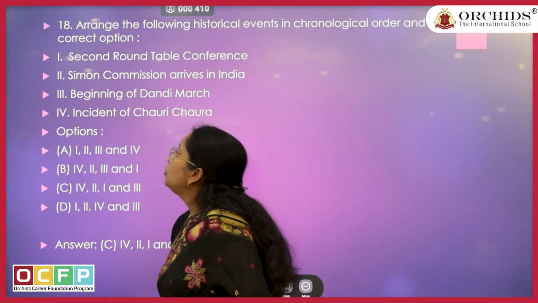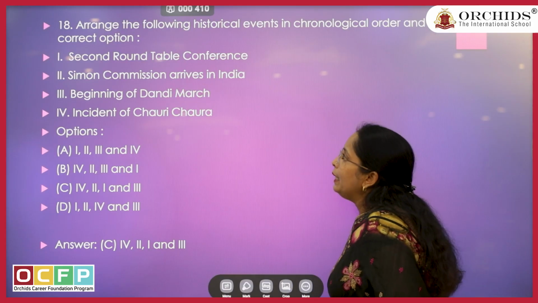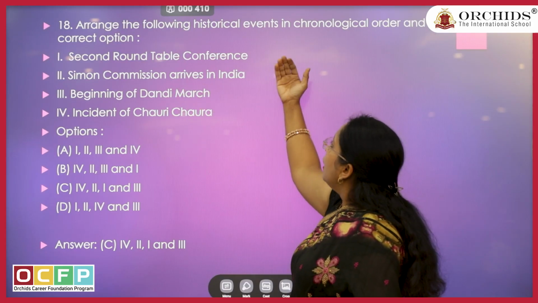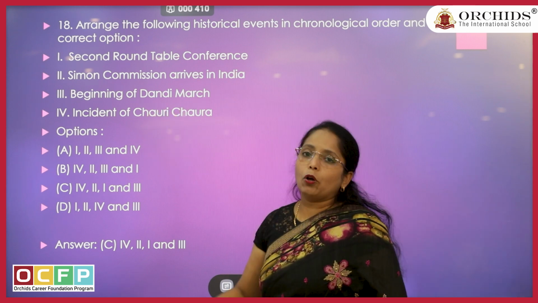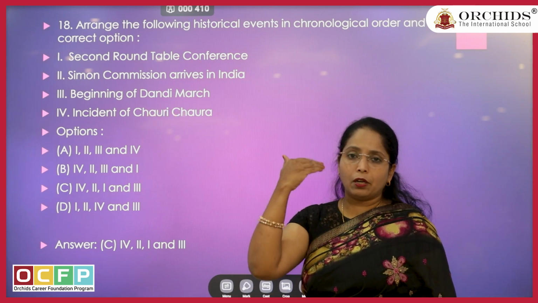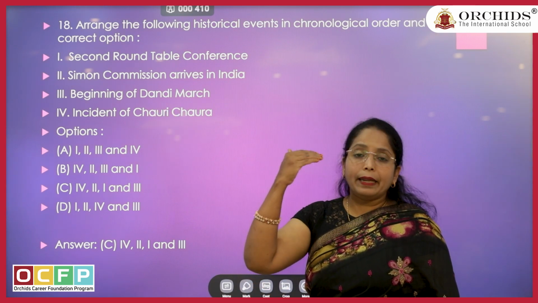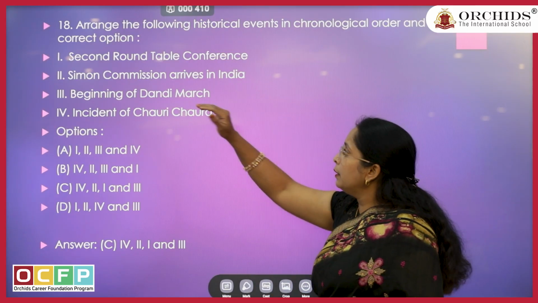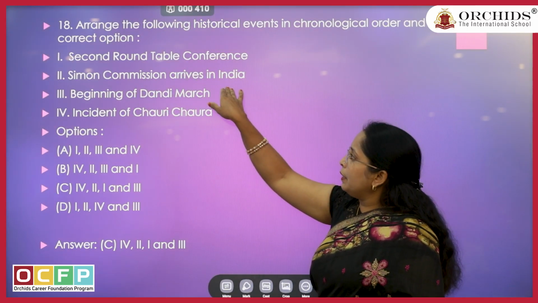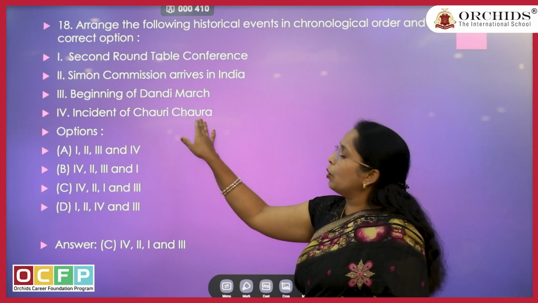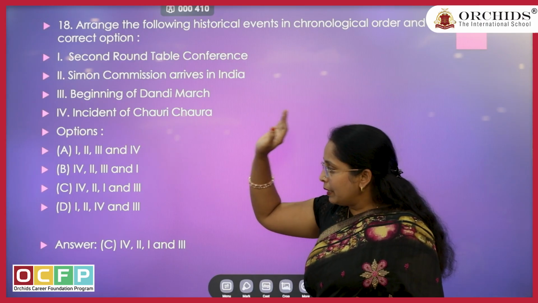Okay, students, look at question number 18. Arrange the following historical events in chronological order and choose the correct option. You know what is chronological order? Depending on the date of events, we have to arrange it. See, second round table conference, Simon Commission arrives in India, beginning of Dandi, and Chauri Chaura. Now, which is the right answer?